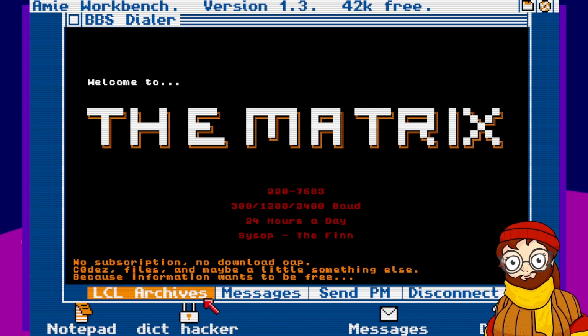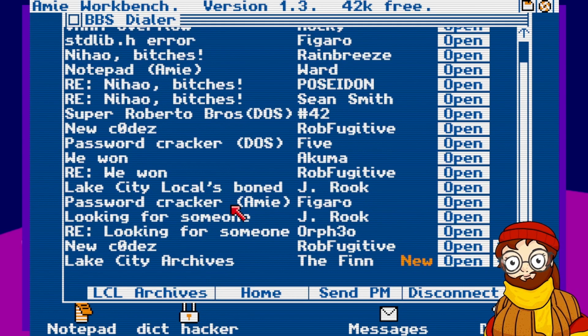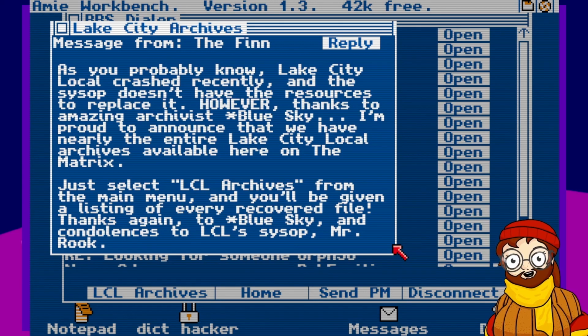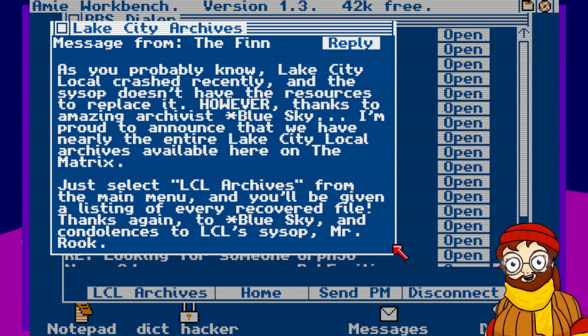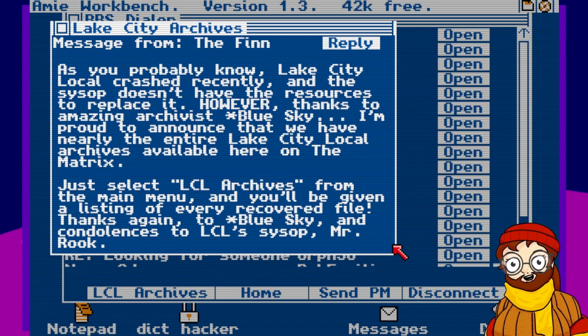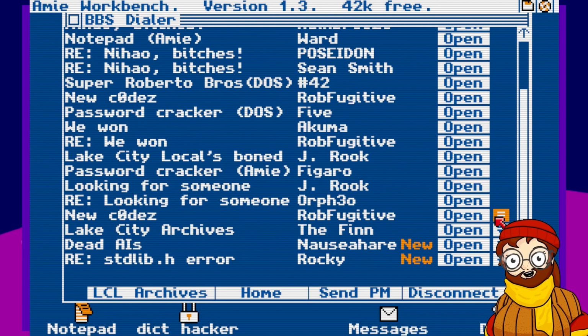Let's go. Oh, LCL archives. Nice. Lake City Archives, the Fin. As you probably know, Lake City Local crashed recently, and the sysop doesn't have the resources to replace it. However, thanks to amazing archivist Blue Sky, I'm proud to announce that we have nearly the entire Lake City Local Archives available here on the Matrix. Just select LCL Archives from the main menu, and you'll be given a listing of every recovered file. Thanks again to Blue Sky, and condolences to LCL sysop, Mr. Rook. Wow, that's lovely and cool.